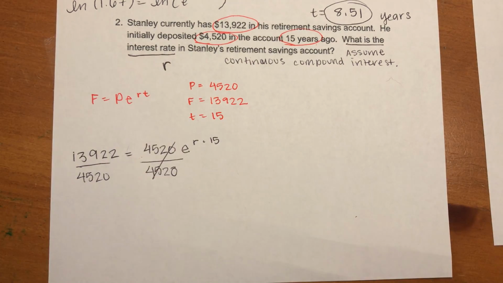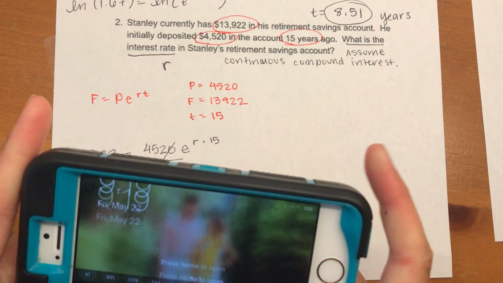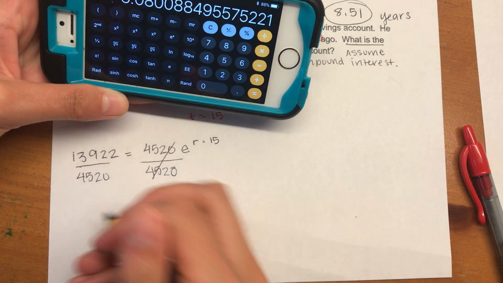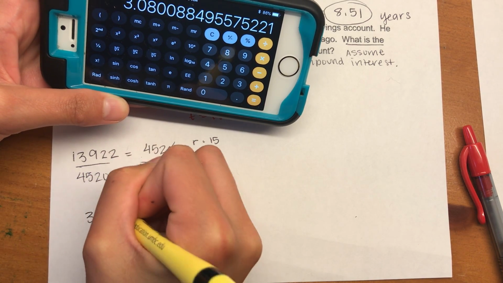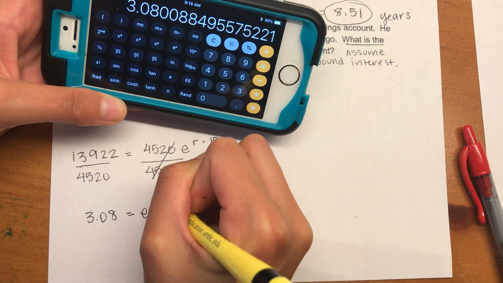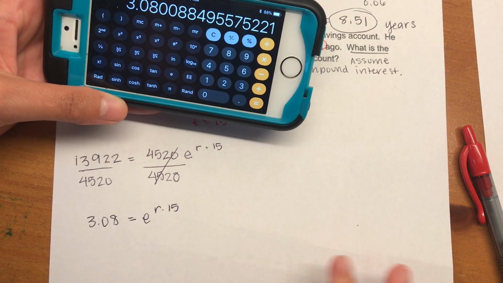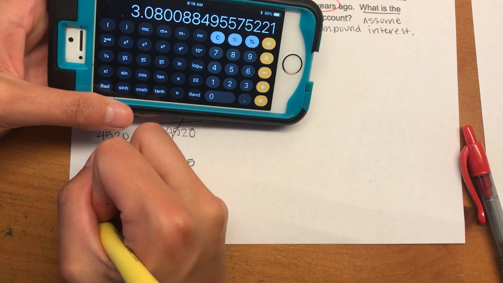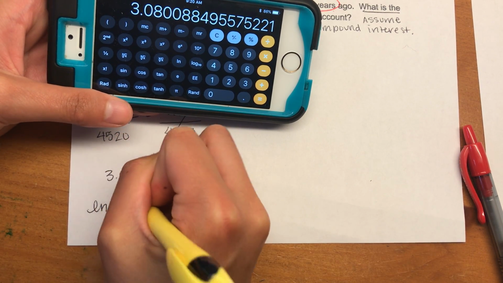Okay, so then let me do that in my calculator. 13922 divided by 4,520 is going to give me 3.08, and that's still equal to e to the r times 15. What's my next step? I'm going to take the natural logarithm of both sides.